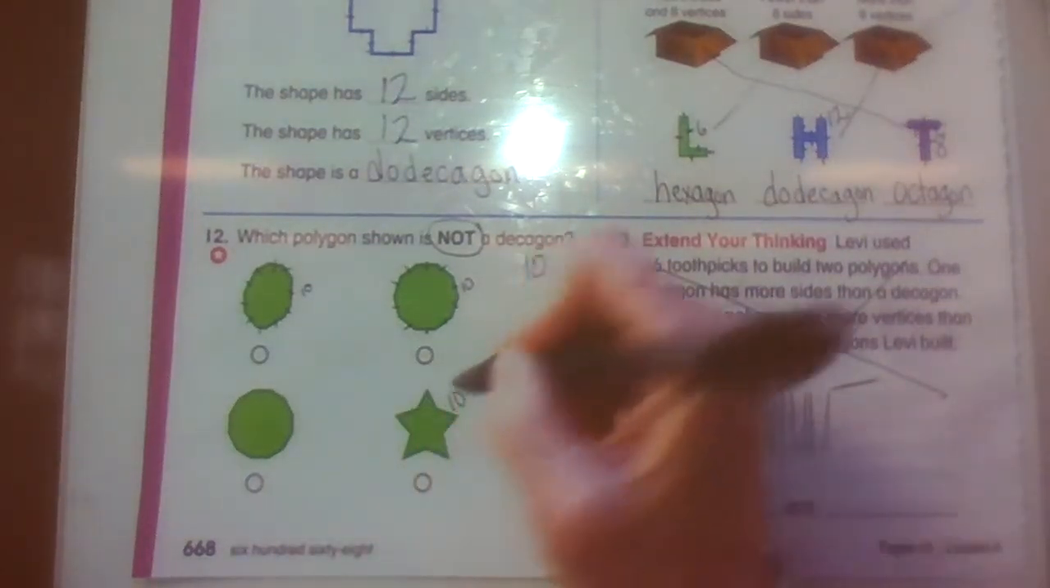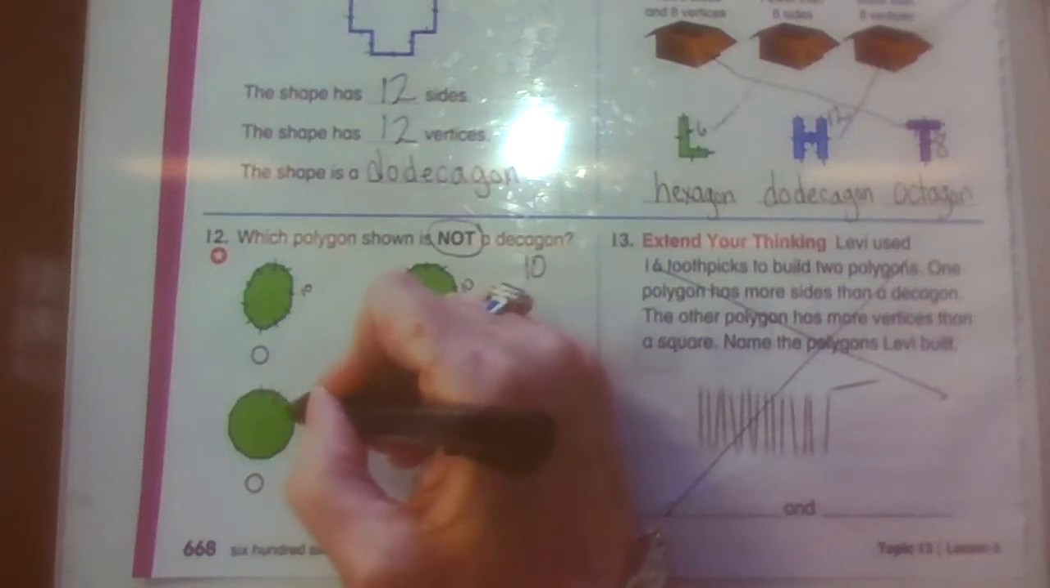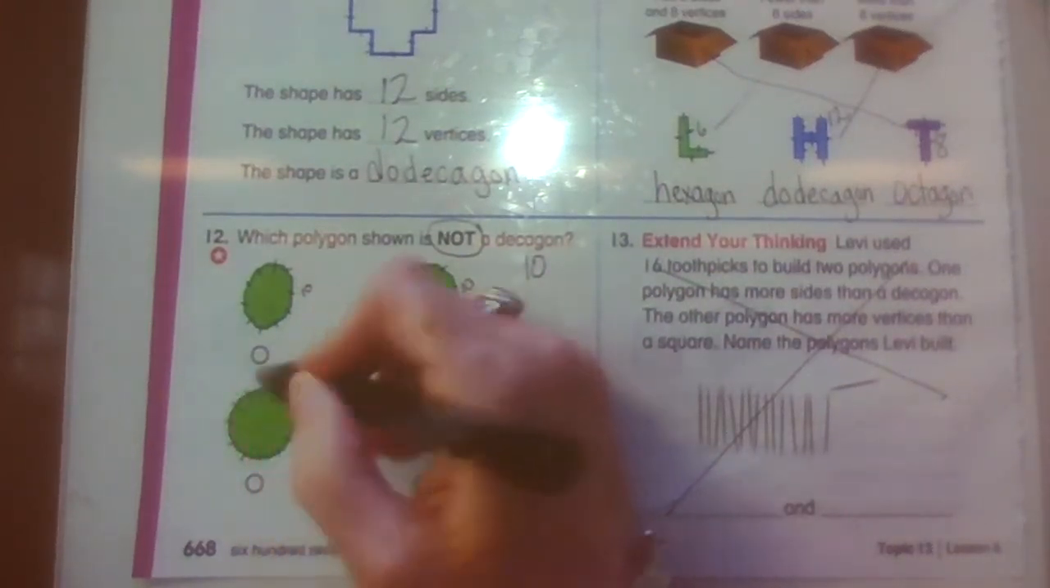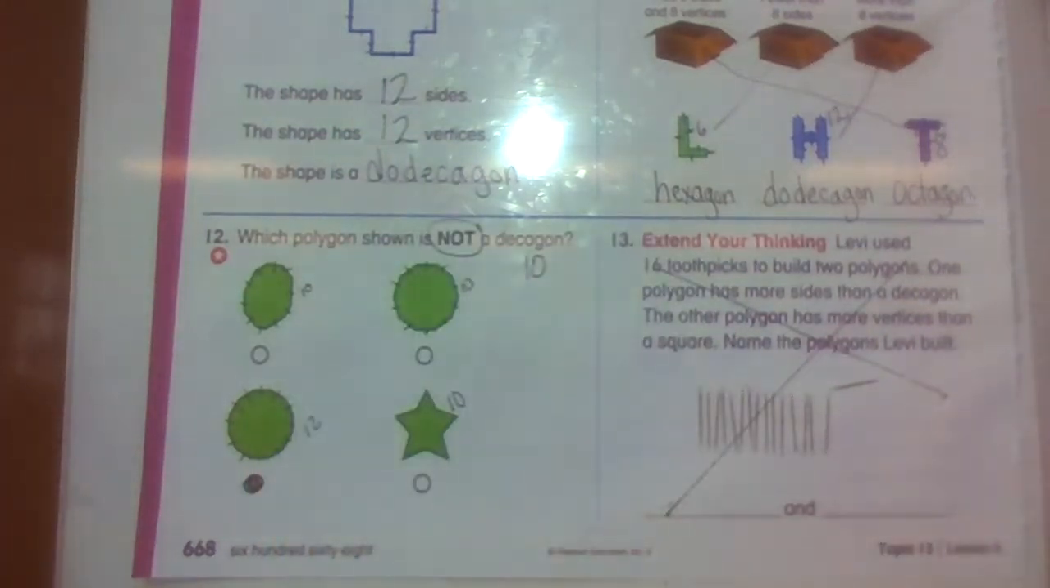Okay, now you do the last two. Figure out which one is not 10. Okay, if you were counting, this one had 10. How many did this one have? Okay, 1, 2, 3, 4, 5, 6, 7, 8, 9, 10, 11, 12. This one is not a decagon.